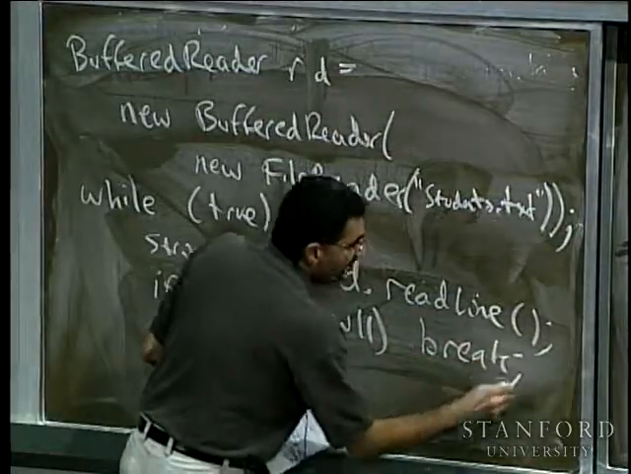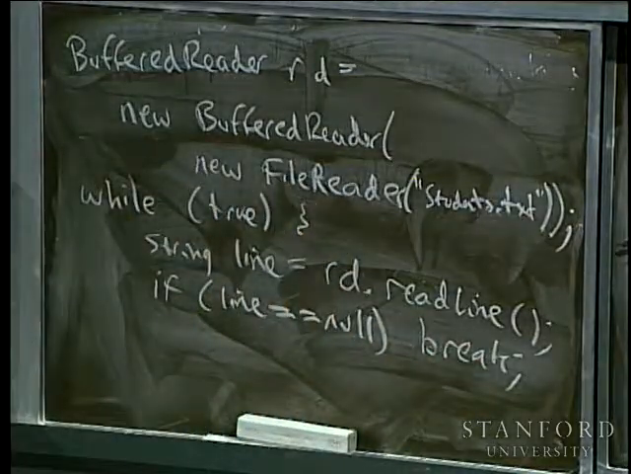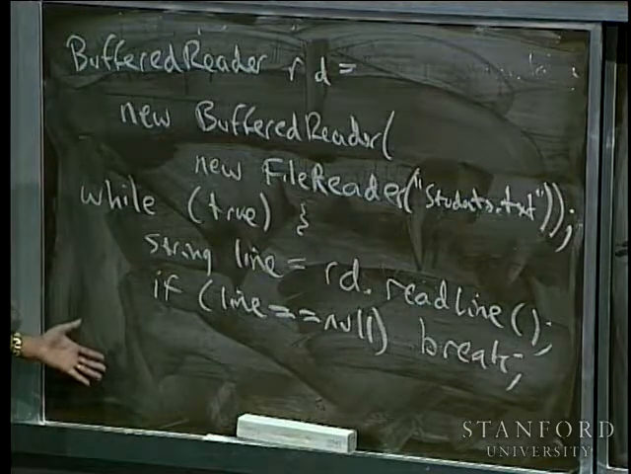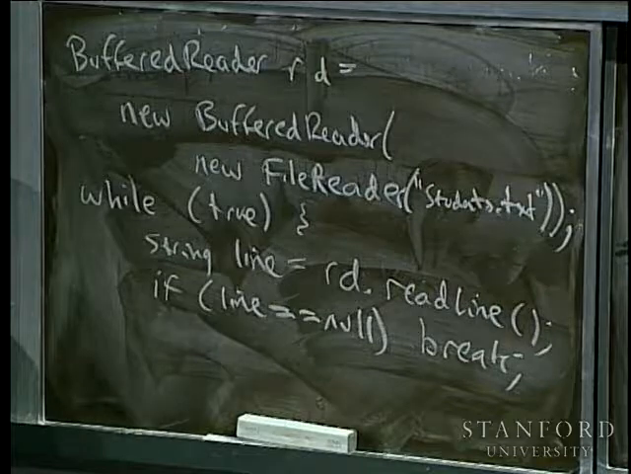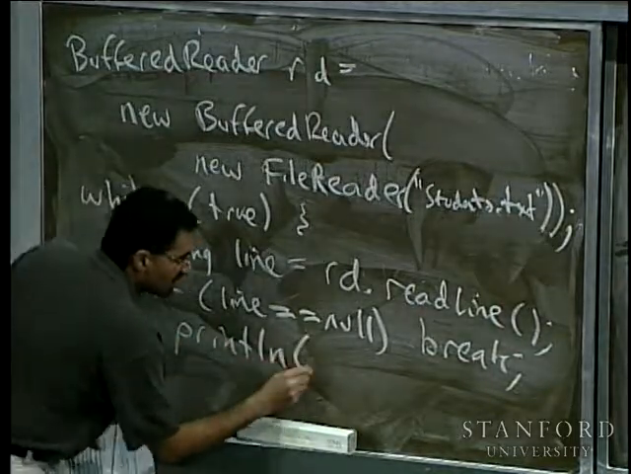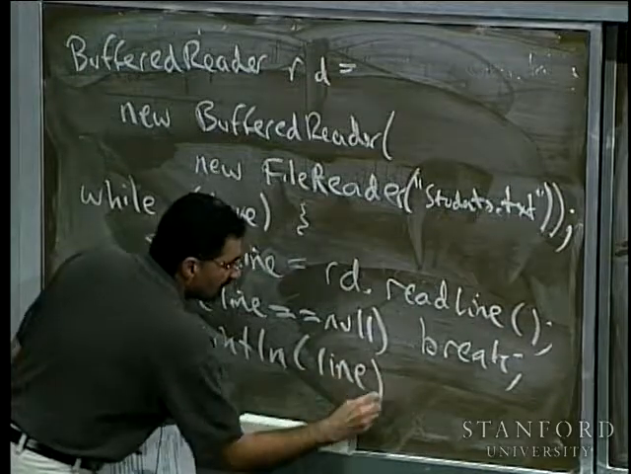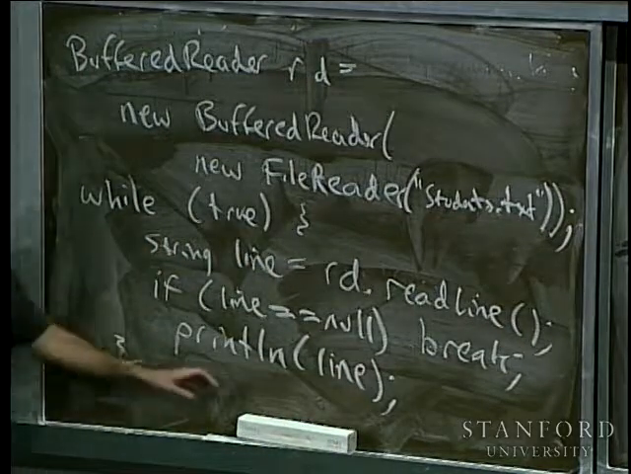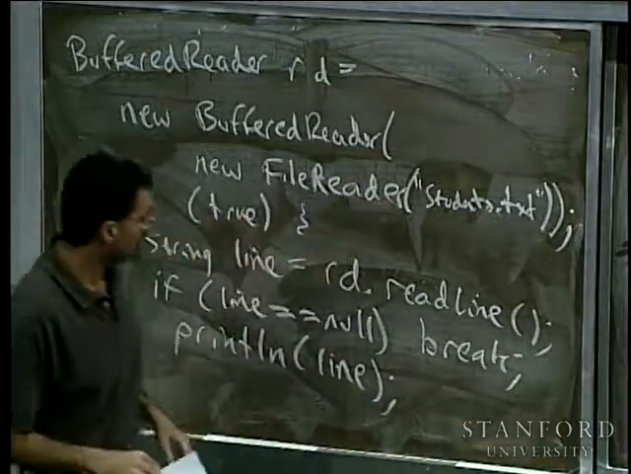Here's my little loop and a half. I'm going to break out of this while loop. And if I got a valid line, I'm just going to print it to the screen. So all this code is going to do is take some file, read it line by line, and print every line to the screen. And since every line is just a string, I can just do a println of line, and that will write it out to the screen. Okay? So any questions about this?